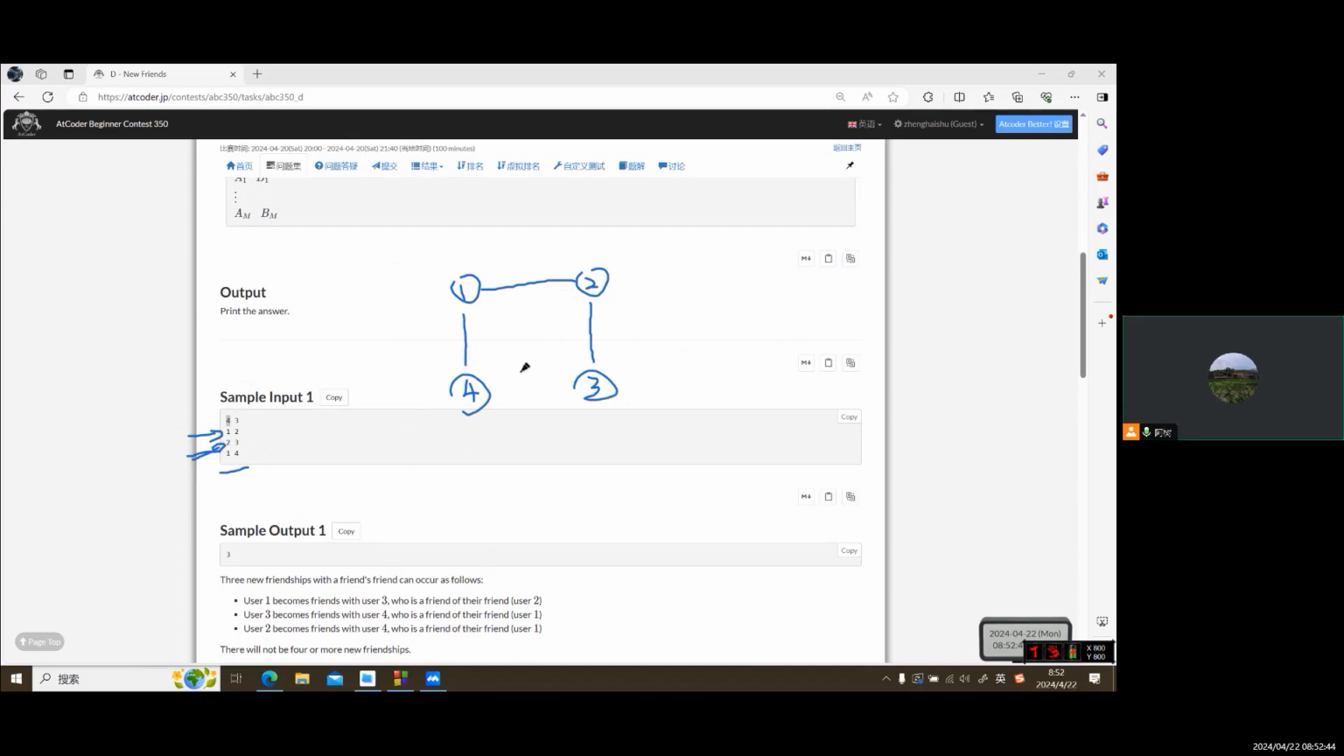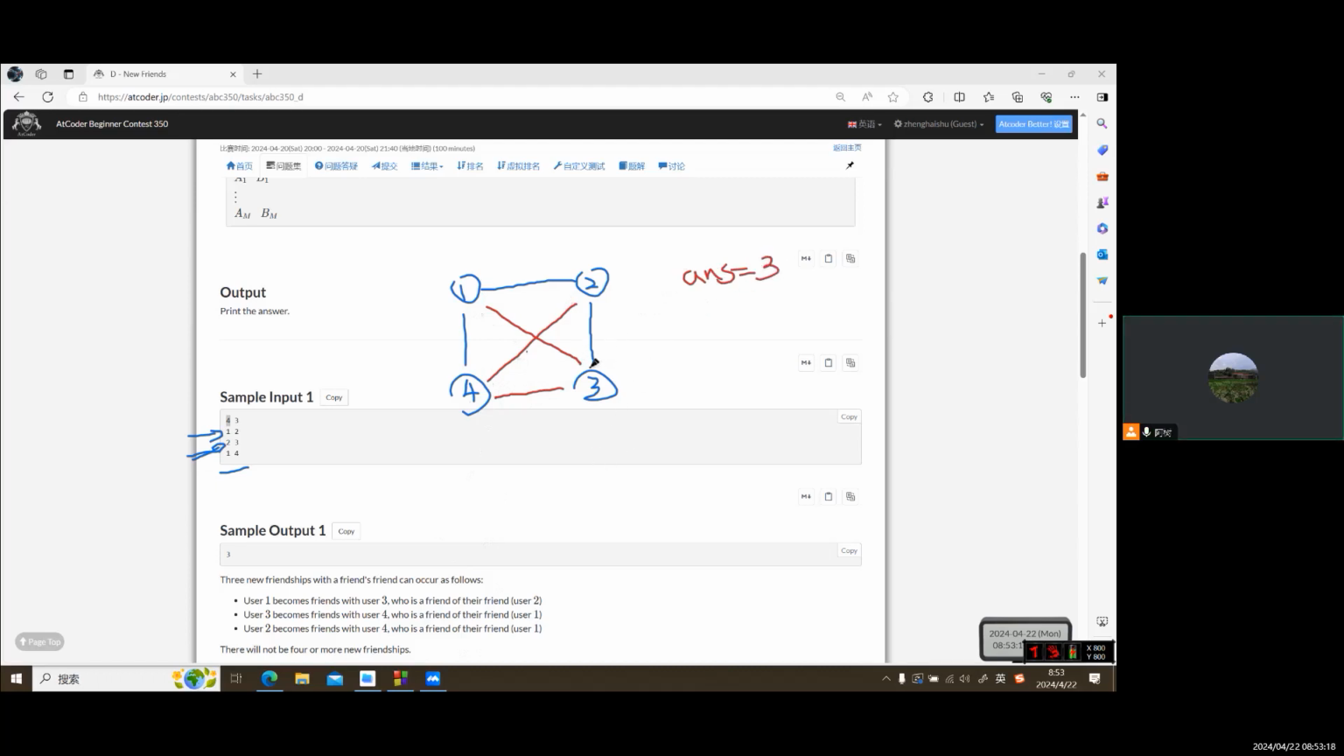So here all the 4 people are friends, so we can make an edge between the third person and the fourth person, and also between the first and the third person, and also the second and the fourth person. So the answer is 3.